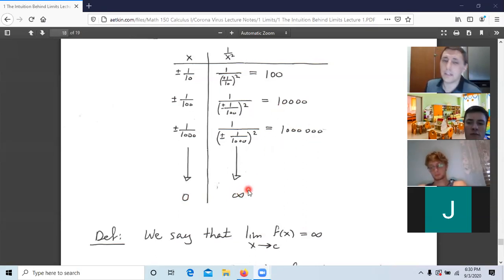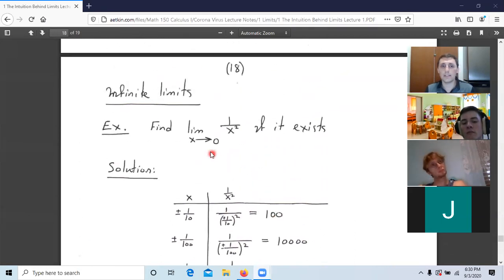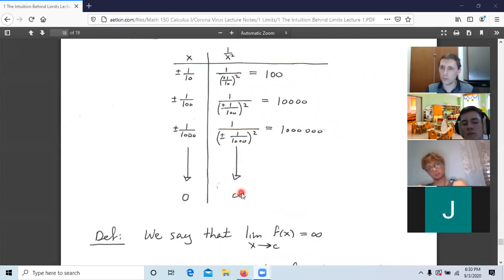Now, guys, here is a question. This sideways 8 represents this idea of going to infinity. Now, my question is, does the limit exist? So limit as x goes to 0 of 1 over x squared, we get this value. So do we say the limit exists, or do we say the limit does not exist? Write your answers, please.